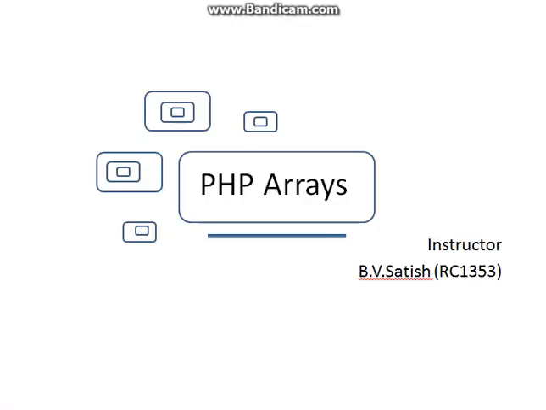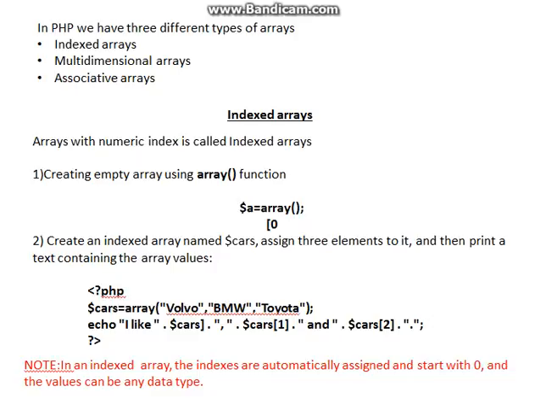Hi everyone, today we are going to discuss PHP arrays and the different types of PHP arrays that we can find in the PHP programming language. In PHP, we have three different types of arrays: indexed arrays, multi-dimensional arrays and associative arrays. The first type is called indexed arrays.